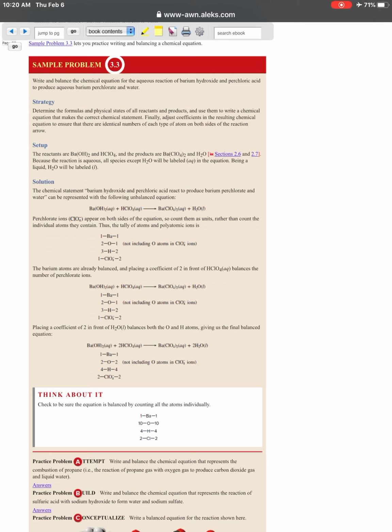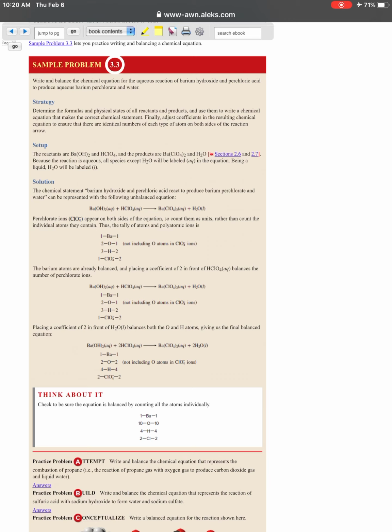The products are barium perchlorate. That one's not an obvious thing to write, but if you practice the naming from chapter 2, you'll be able to get it. Ba(ClO4)2 aqueous plus, and then of course liquid water, that's not a problem. If it says water, but it doesn't give the state of matter, assume it's liquid. So there's our chemical formula. There's different ways to balance this.